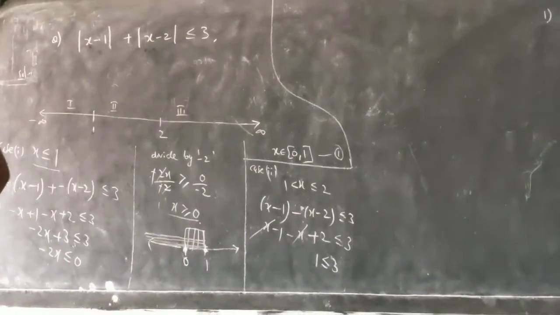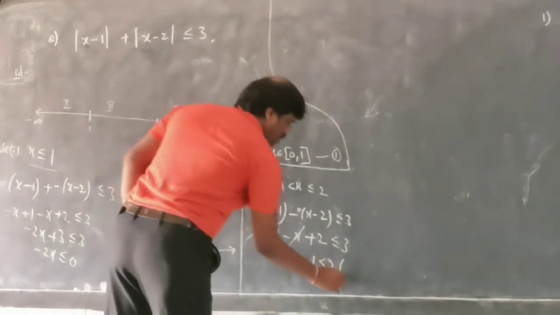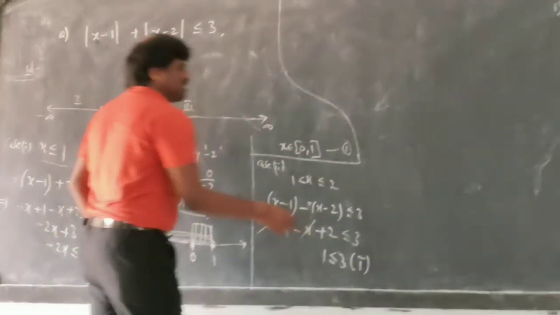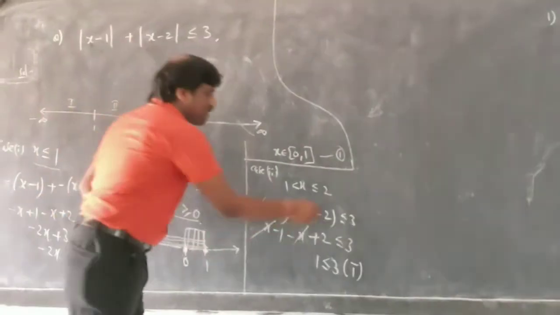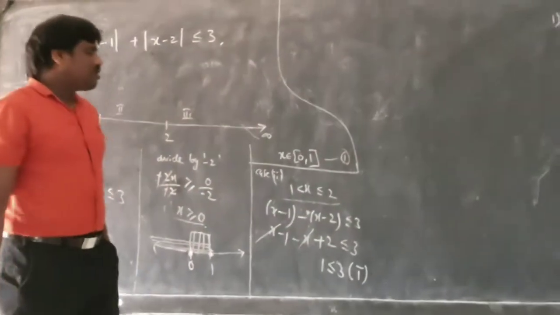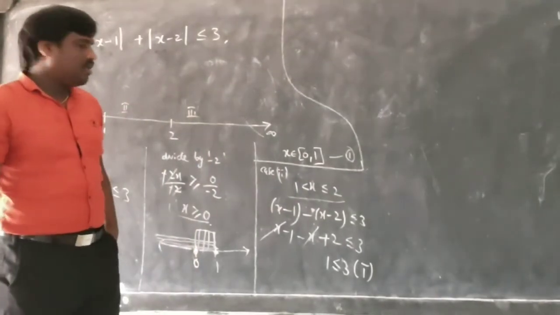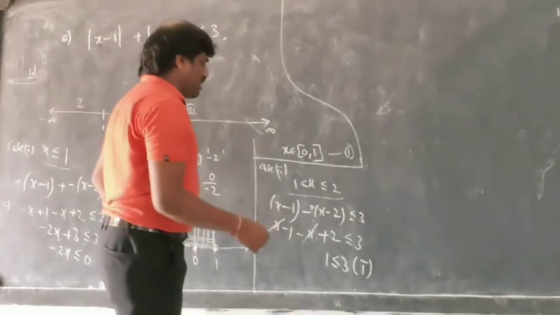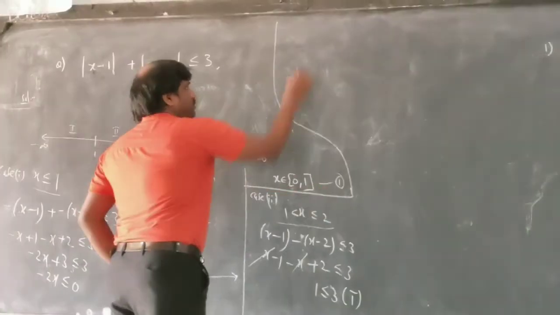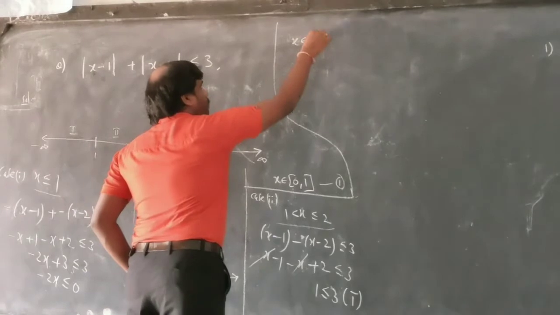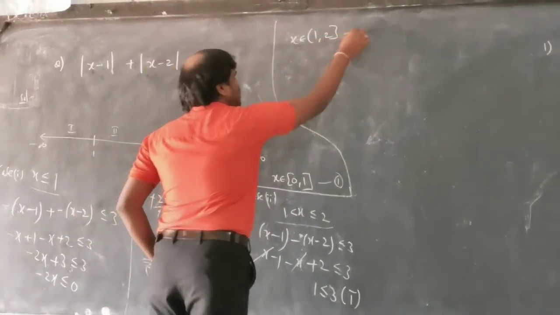Let's see, is 1 less than 3? Yes, 1 is less than 3. That is true. When it's true, this branch is the answer, which means this case will be answered. So what is the case answer? 1 to 2 will be the answer. You can say that case 2 answer is 1 to 2. That means x belongs to 1 open and 2 closed is the answer for case 2.